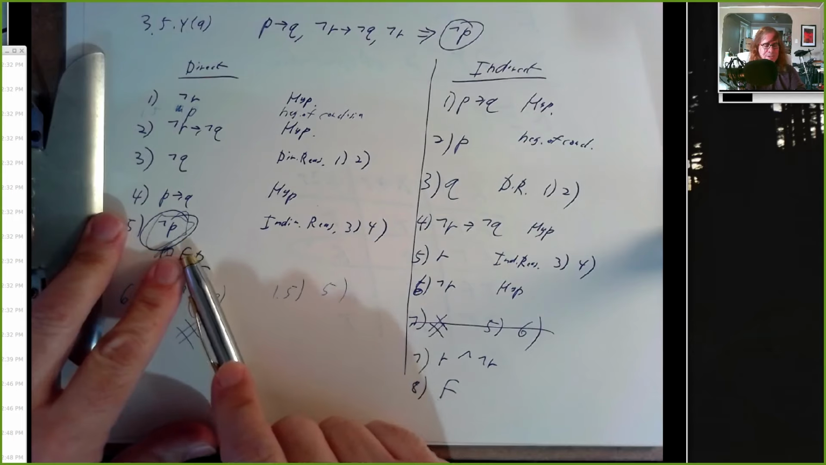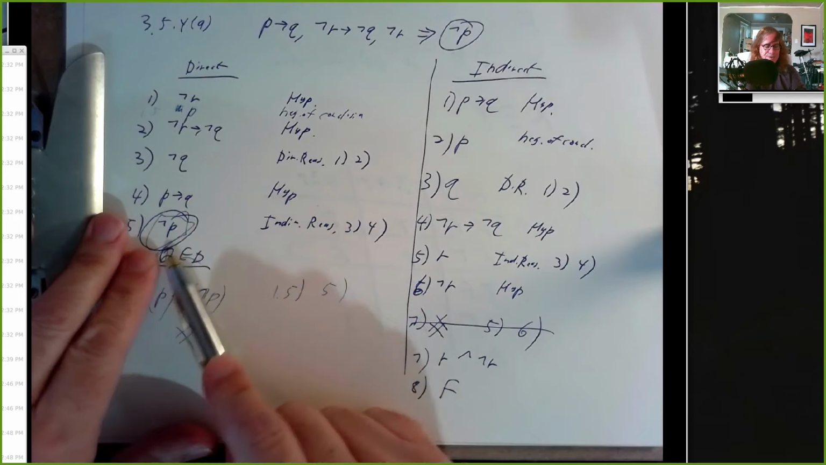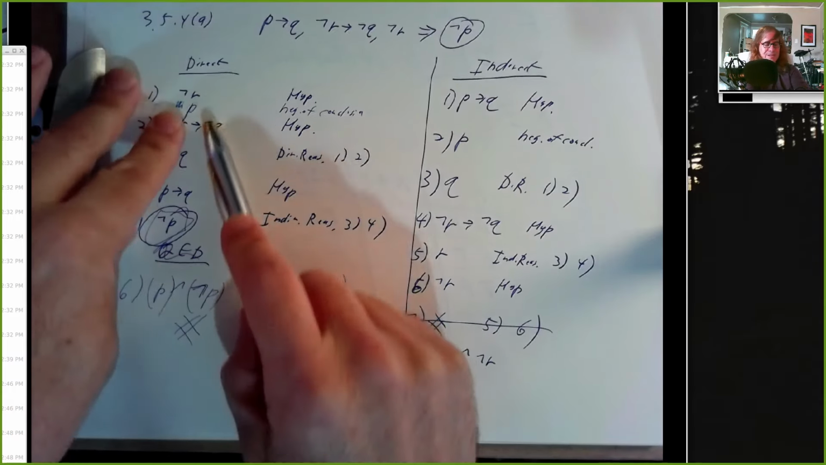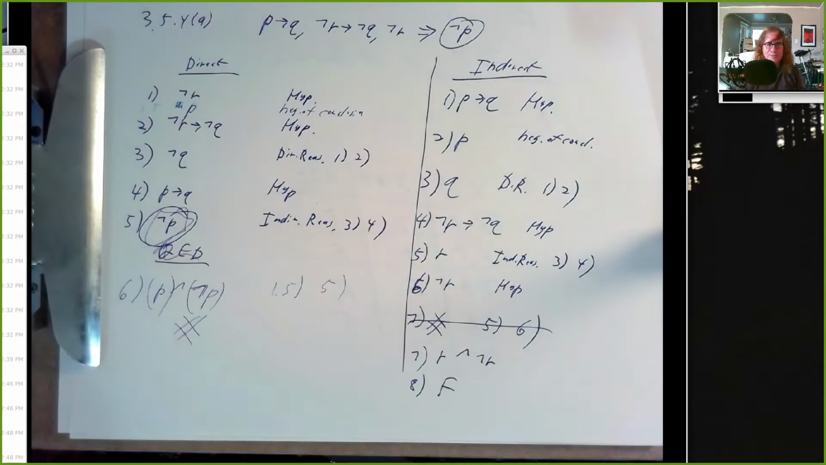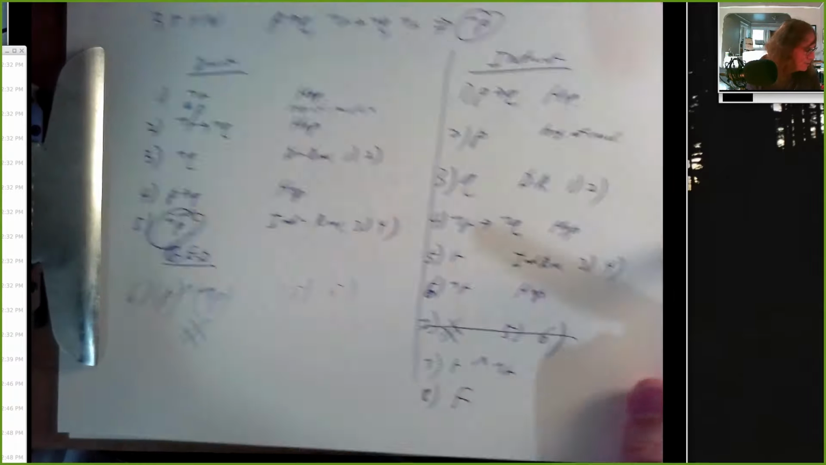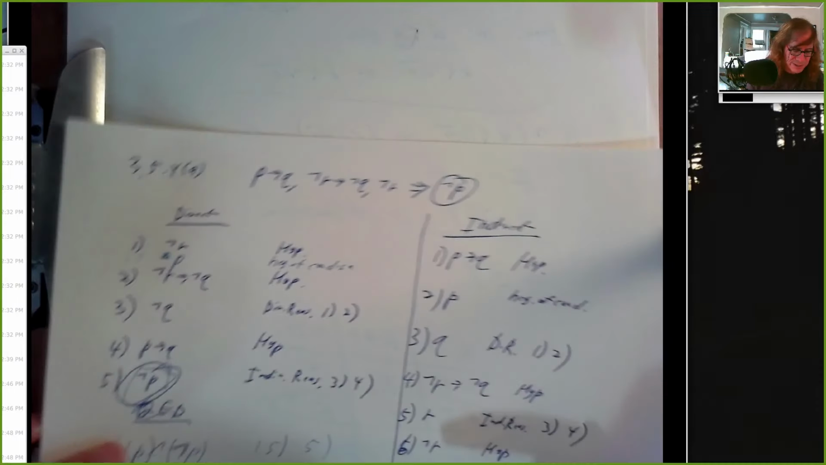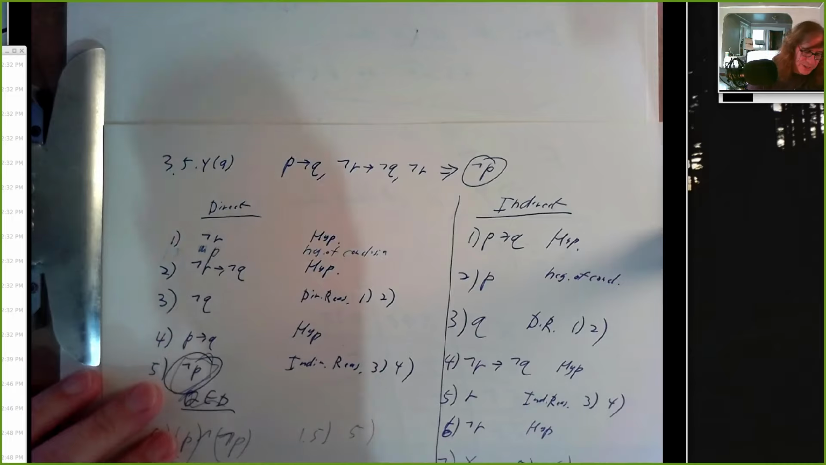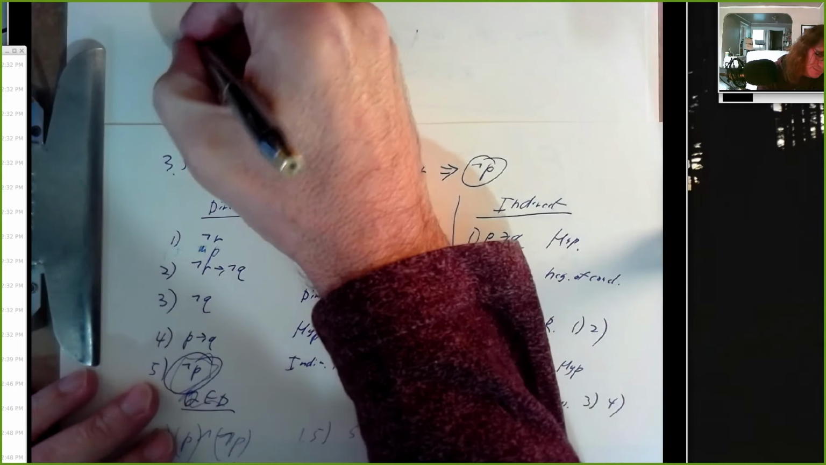For example, indirect reasoning applied to 3 and 4. Now I can write down not P. But don't write it down in the beginning and say, you know, what we're trying to prove or something like that. That invalidates your proof. All right. This is a little subtle, but it's really important. Let's try this proof again.